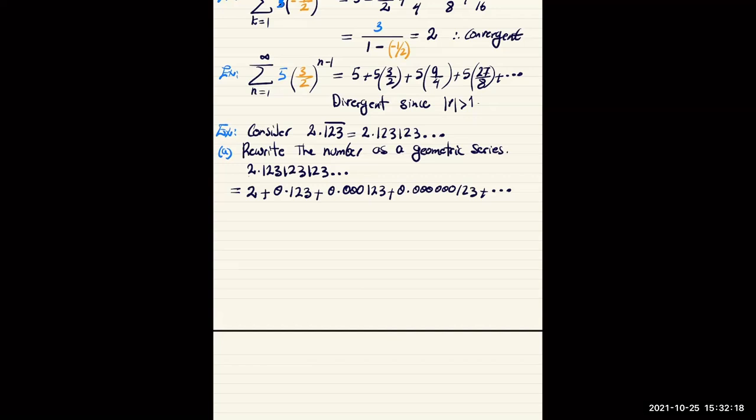Every one of these values, 0.123, 0.000123, can be written as a fraction. Just leave the 2. This 0.123 is 123 over 1,000. And then 0.000123 is the same as 123 over 1 million.